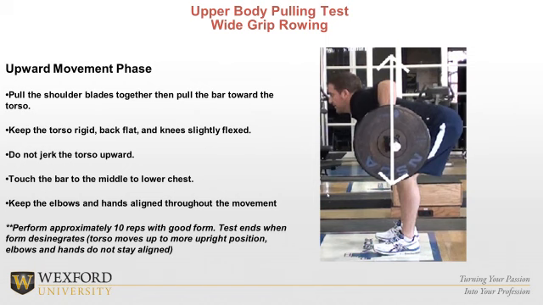Now with this, with a light enough weight, what you're trying to do is perform about 10 reps with really good form. This test will end when the form disintegrates, the torso moves up to a more upright position, and the elbows and hands do not stay aligned.